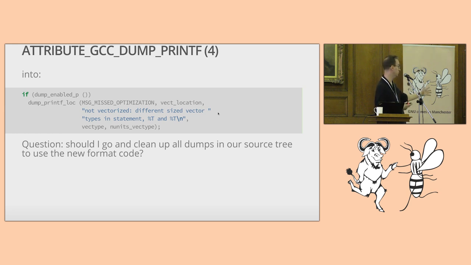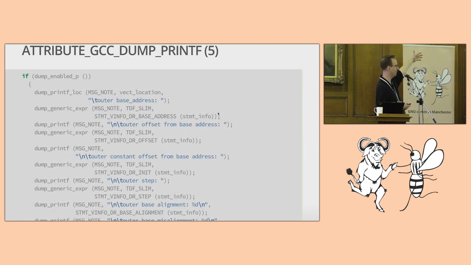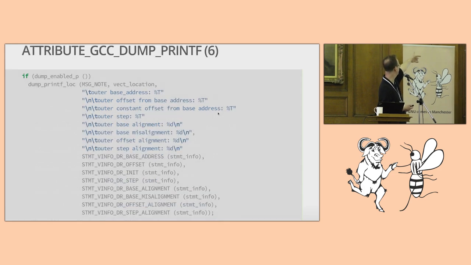The thing that motivated me to do it isn't actually in trunk yet. But in the meantime, is it worth a mega patch to clean them all up? There's a thumbs up from Richi to go and do it. Because, for example, the biggest one I found has just a long list of dump calls, and that can be turned into a single call with %T's, %D's, I think that one has. So you would favor just going for it and using it throughout. Okay, I guess I just volunteered. Bother.